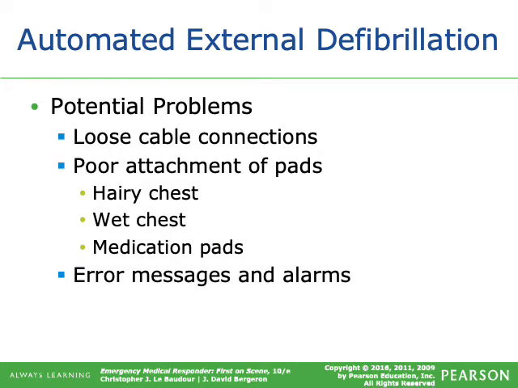Potential problems with AEDs. You can have loose cable connections. Poor attachment to the pads. This can be caused by a hairy chest or a wet chest or medication pads. If it's because of a hairy chest and you have a second set of pads, you can go ahead and apply the first set. Rip them off quickly. It'll remove most of the hair that was in the area of the pads, and you can put the secondary set on. If you have a razor included in your AED, you can go ahead and try to quickly shave a portion of the individual's chest.